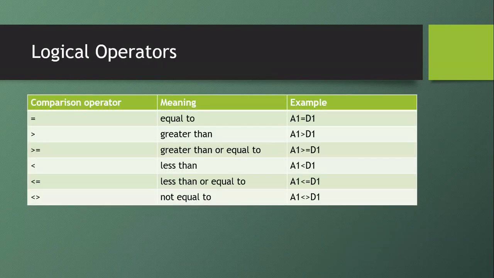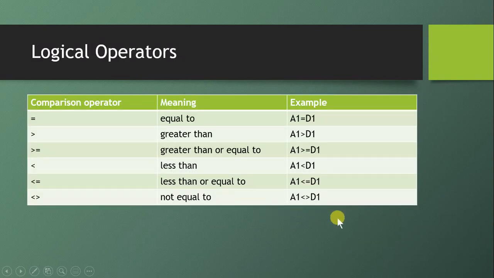When we talk about logical operators, we have to understand what logical operators are. You have the comparison operator equals to, which checks whether A1 is equal to D1. Then you have greater than, greater than or equal to, less than or equal to, and not equal to, which is written like this.